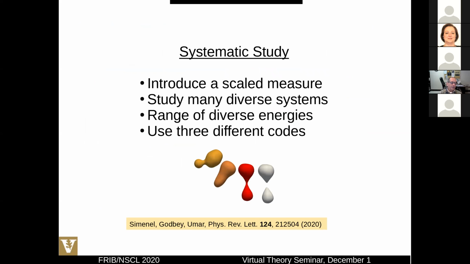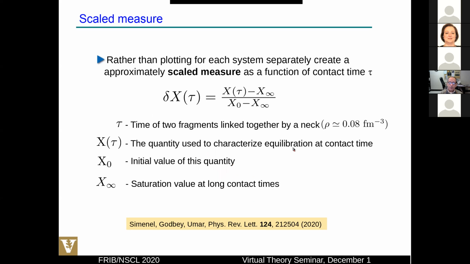All right, so now we've seen examples of a few systems. So we asked, is there a way to introduce a scale measure to make a study of many diverse systems so that they all fit under the same plot, to have a more systematic study with diverse systems and a very diverse range of energies, and actually using three different codes in the process. This was published recently, and that paper has a large supplement that has lots of tables of all the ingredients that I'm going to be talking about, tabulated.